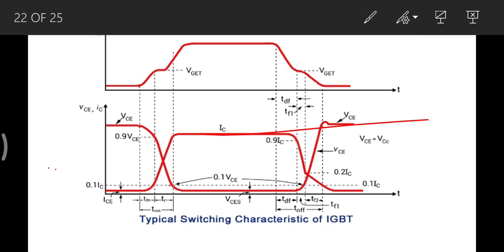Initial fall time. How can we express this initial fall time? It is the time taken from 0.9 ICE to 0.2 ICE. That means this point. 0.9 ICE to 0.1 VCE. So the time taken to fall from 0.9 ICE to 0.2 ICE is considered as the initial fall time.